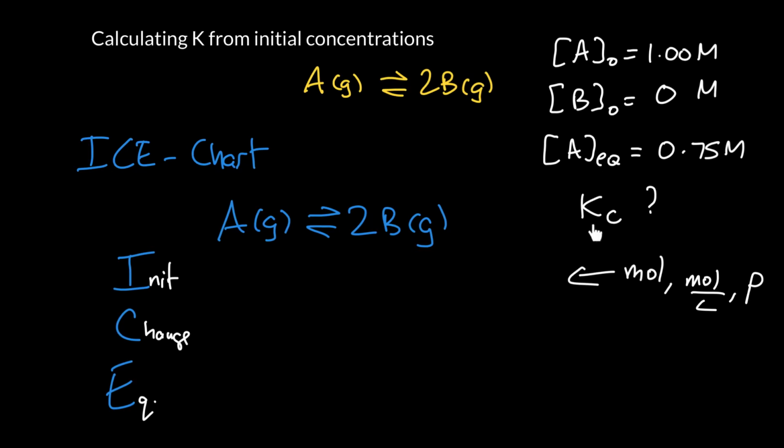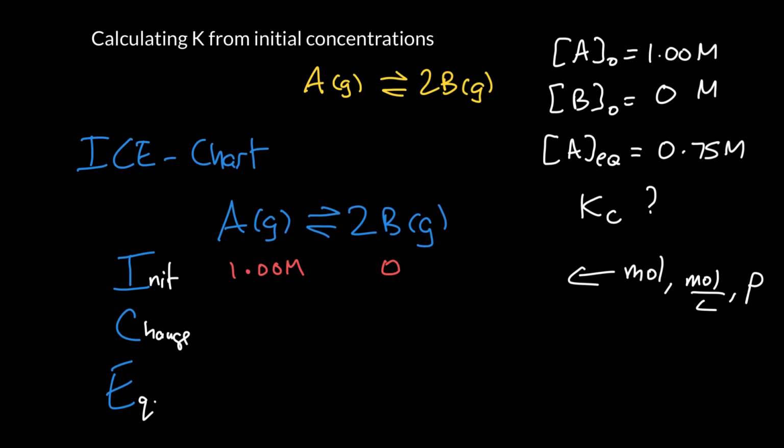Because we're dealing with Kc and because we're dealing with concentrations, we probably want to use moles per liter throughout. But if for some reason we were given moles, we can still use them. We just have to be a little careful. So we start out with the initial concentration of A at 1 mole per liter, and we have no B. And now we have to fill out the ICE chart.